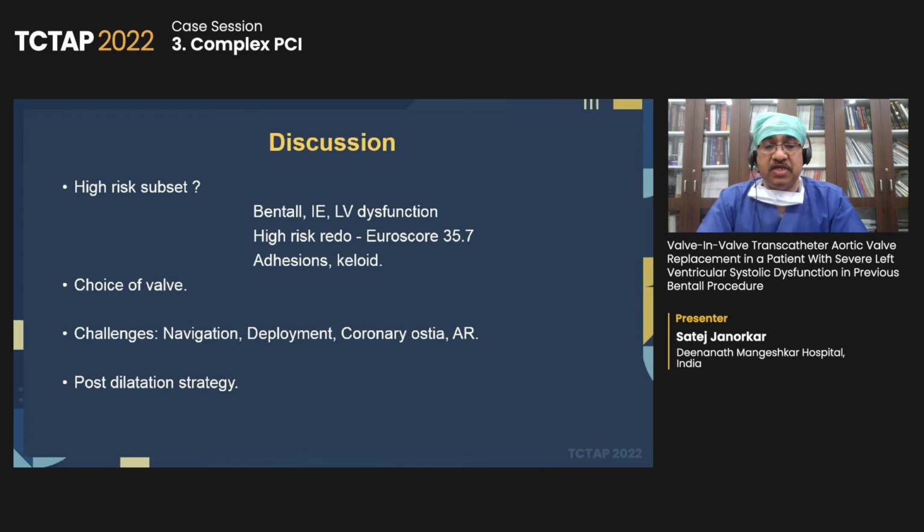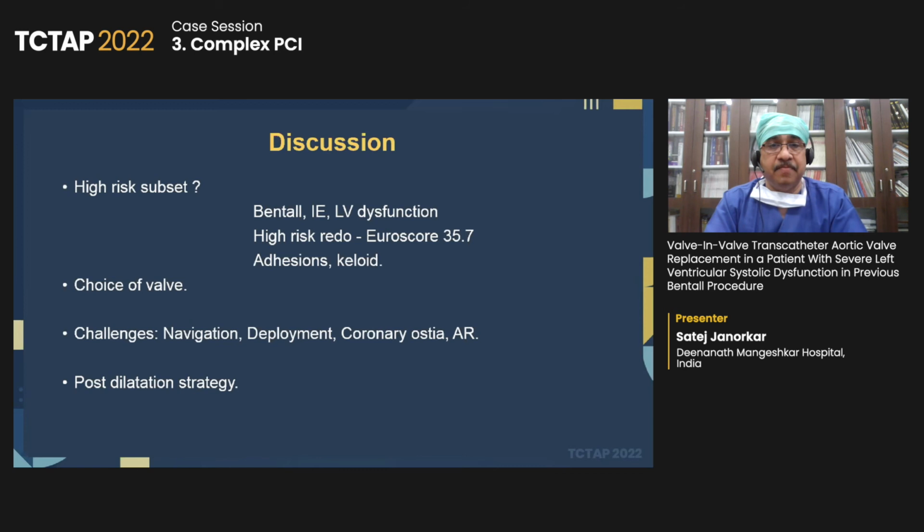The coronary ostia were not a great concern here because they were quite high up, so coronary blockage was a rare chance in this procedure. Aortic regurgitation again posed a challenge. As for post-dilatation strategy, you sometimes have to dilate the valve, even if it is a self-expanding valve, to achieve the proper gradient, and there is no harm in doing that.